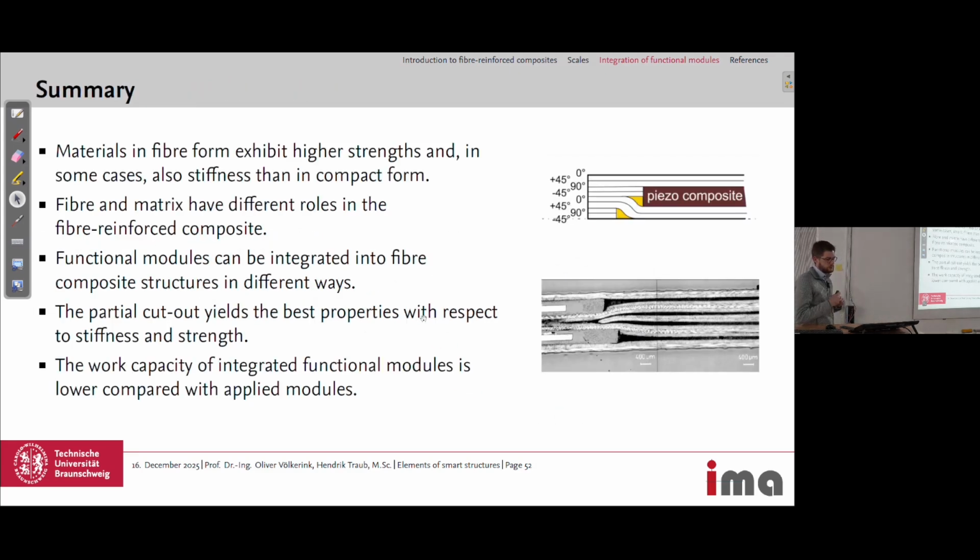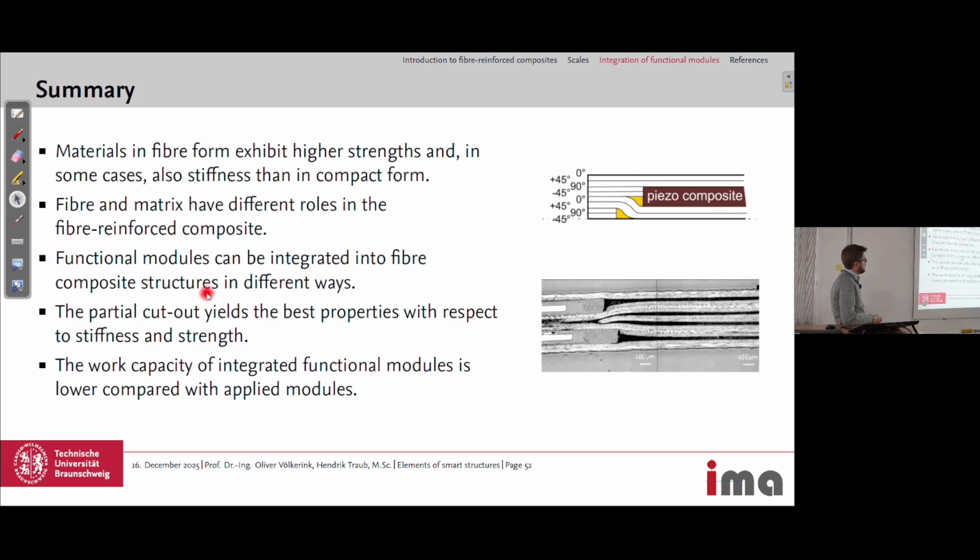So to sum up, materials in fiber form exhibit higher strength and in some cases also higher stiffnesses than in compact form. Fiber and matrix have different roles in the fiber reinforced composite. Fibers bear the loads. The matrix material is, let's say, helping the structure to introduce the loads and also to keep the fibers in place and to protect them.